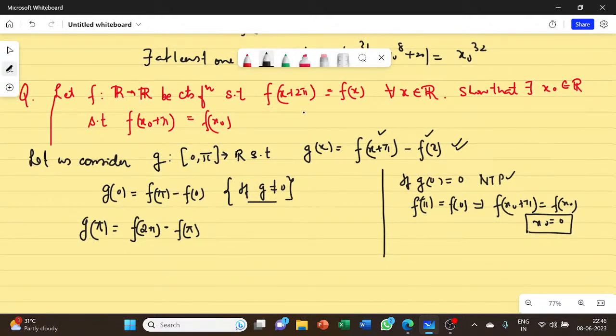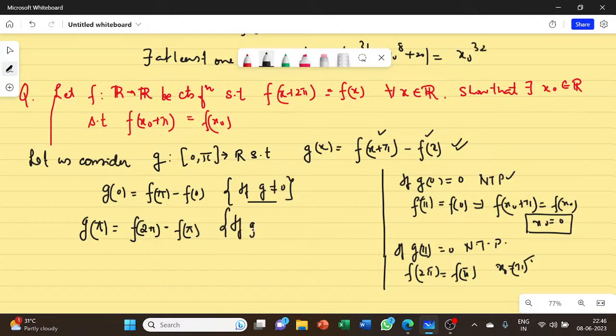And again, I'm writing that if g pi is equal to 0, again there is nothing to prove. Why? Because if g pi is equal to 0, then f of 2 pi has come out to be equal to f of pi. Then clearly this expression is true if I write x equal to pi. So obviously this satisfies f of x plus pi is equal to f of x with x equal to pi. Here x naught value would be pi. But if g pi is not equal to 0, then what?